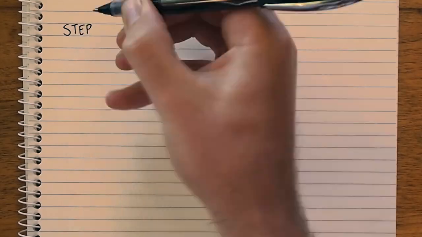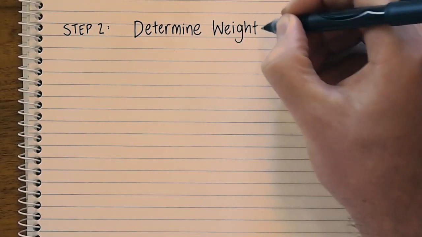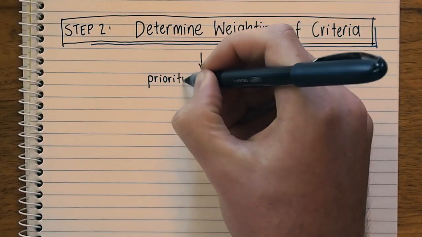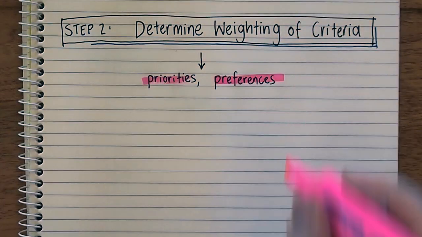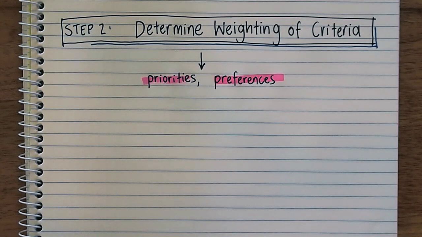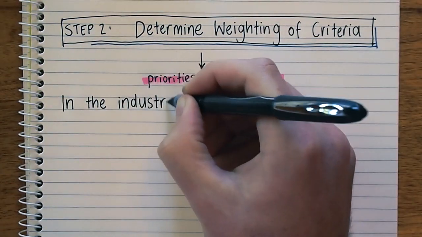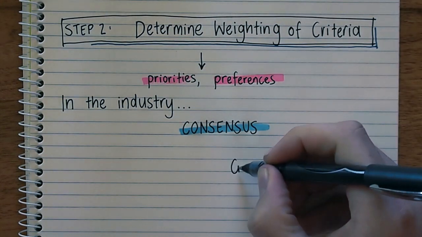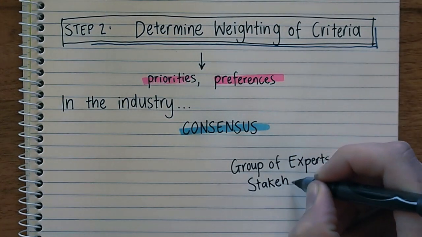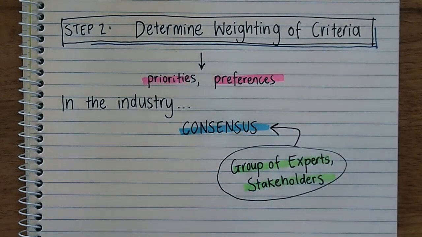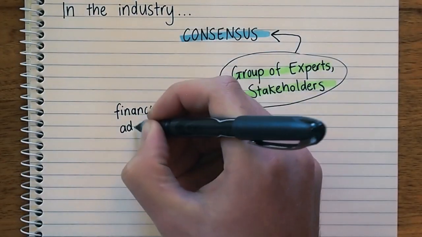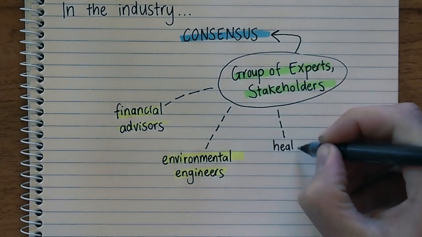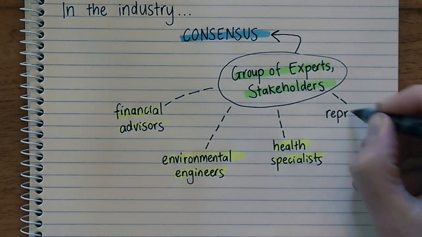The next step required for the weighted sum model is to determine levels of importance, or weighting, for each criteria. This is used to build priorities and preferences into the model. When dealing with complex decisions in the industry, these criteria weights are often determined by reaching consensus amongst a group of experts and stakeholders in the project. These might be financial advisors, environmental engineers, health specialists, or representatives of the community.